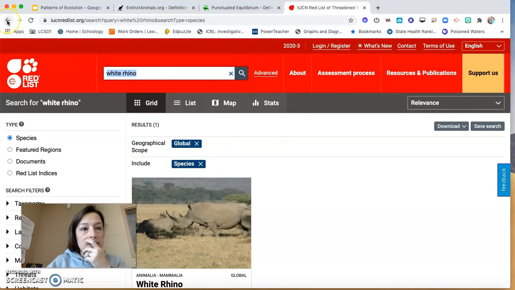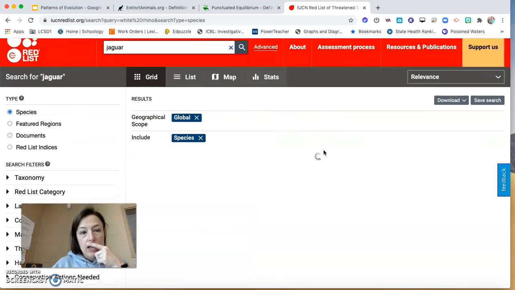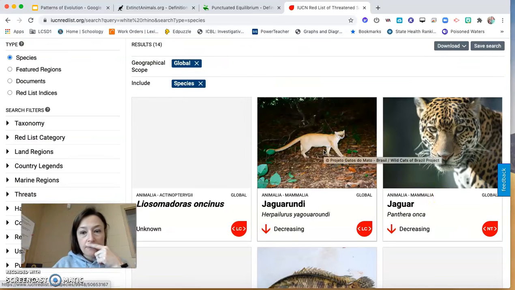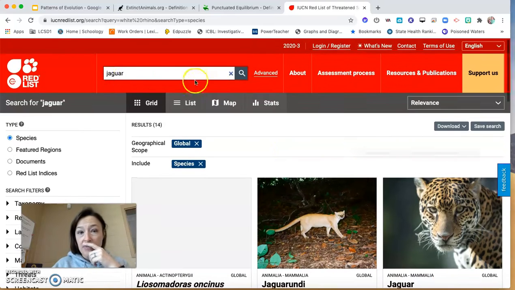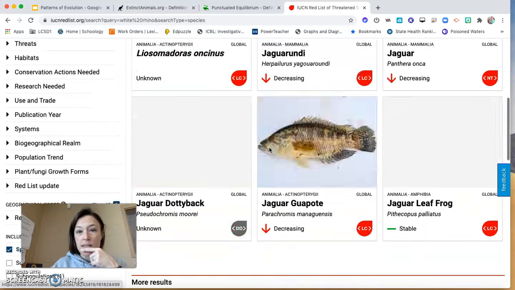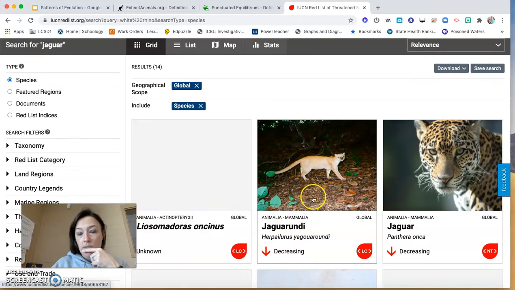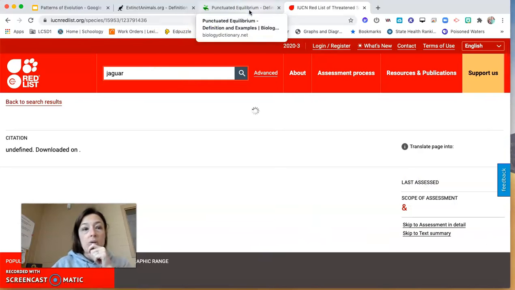I'll just pull up something that's theoretically healthy. So the jaguar is decreasing. LC means least concern. And so there are different categories for different things. But anyway, if you want to look up different organisms, you can do that. You can check out things like that. So that's the IUCN Red List.